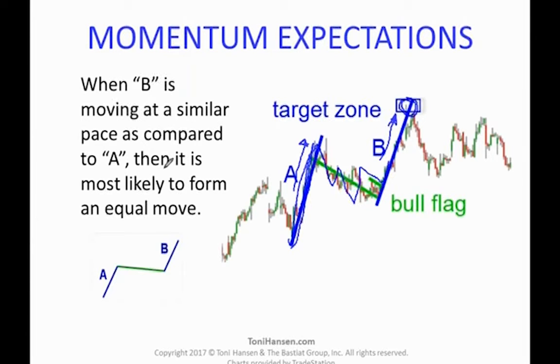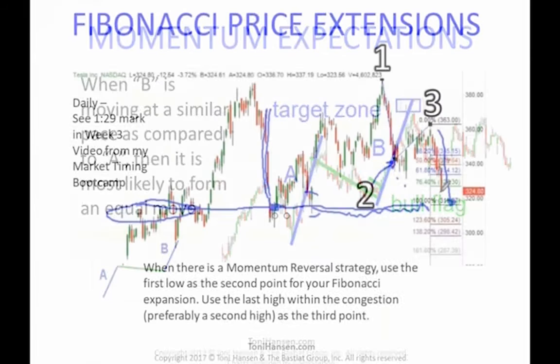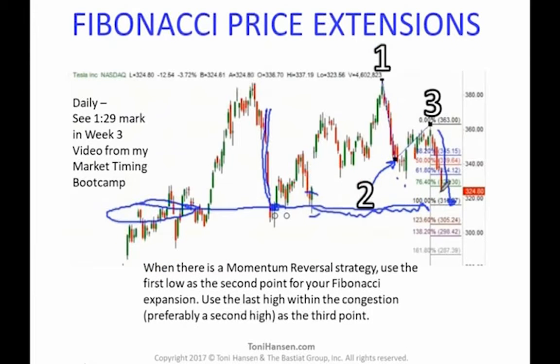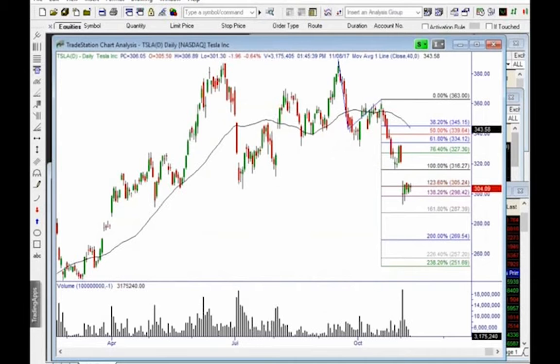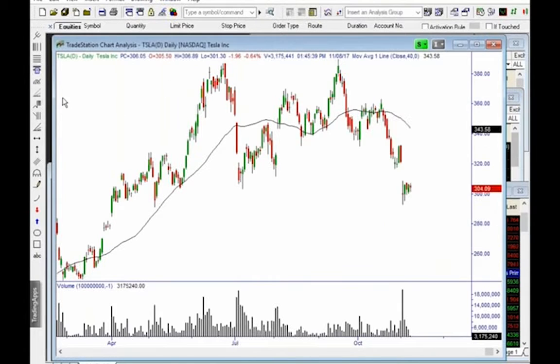So when we look at adding Fibonacci to these, we're going to be looking at these extensions where we're using these 3-point marks. Let me show you here on TradeStation one example. Here's Tesla. So here's our tool that we're going to be using, the Fibonacci price extension level over here on the left. Let me clear this for you.